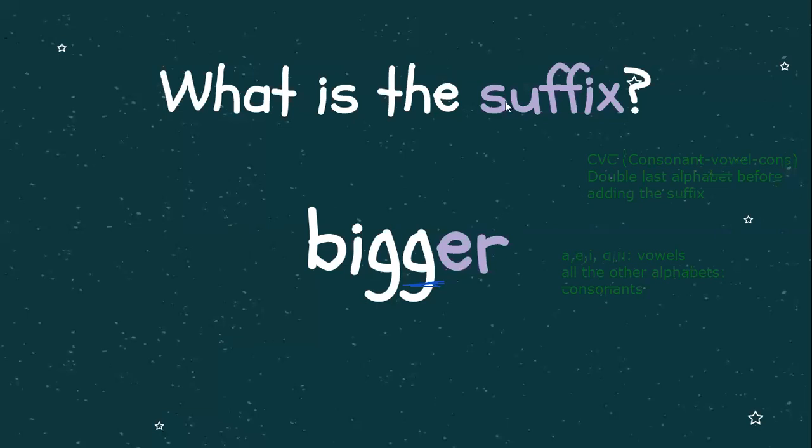If not, let me help you. Is B a consonant? Yes, it's a C. Is I a vowel? Yes, it's a V. Is G a consonant? Yes, it's a C. So does this word have a CVC formation? Yep, it does. So whenever you have a CVC formation in the word, what do you have to do? You have to double the last alphabet before adding the suffix.